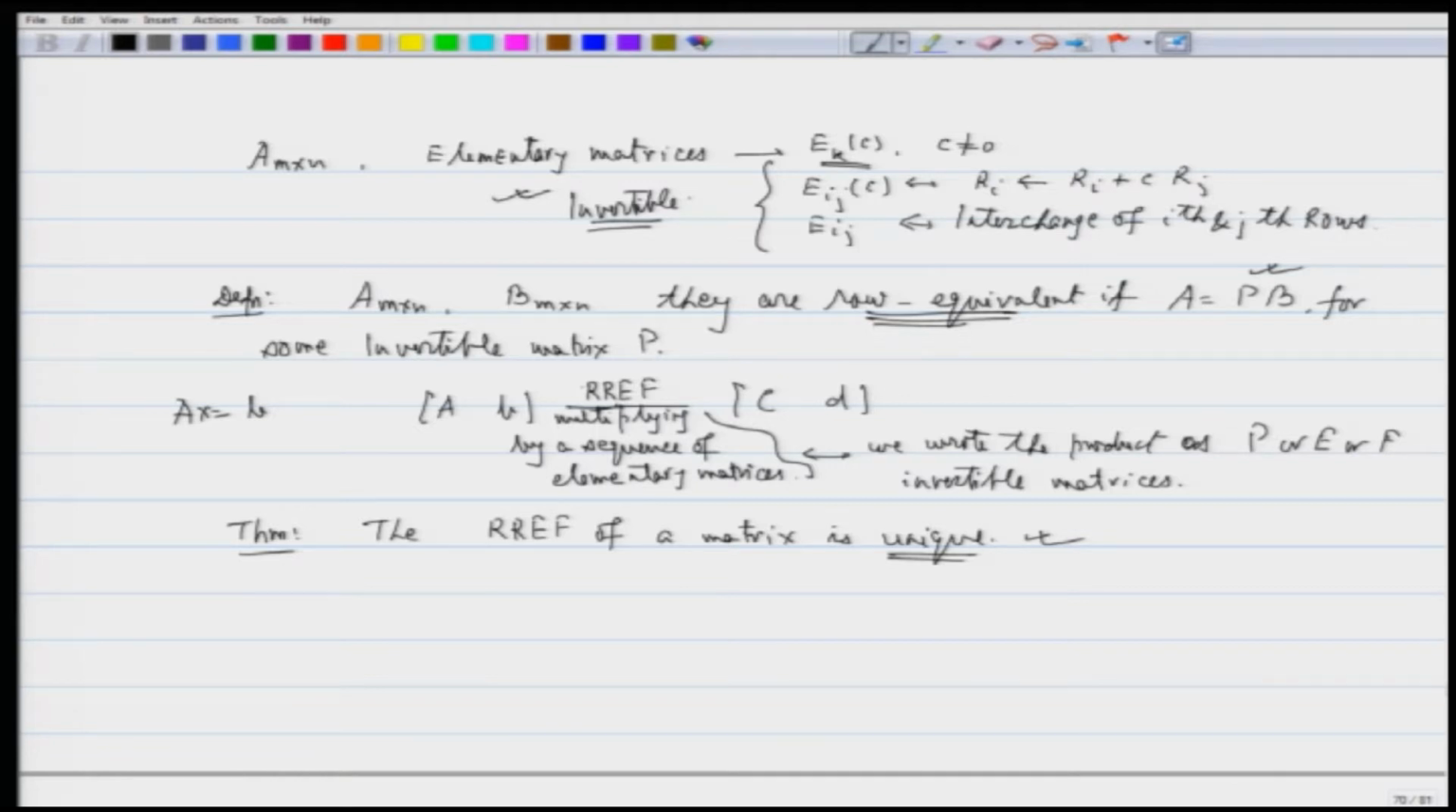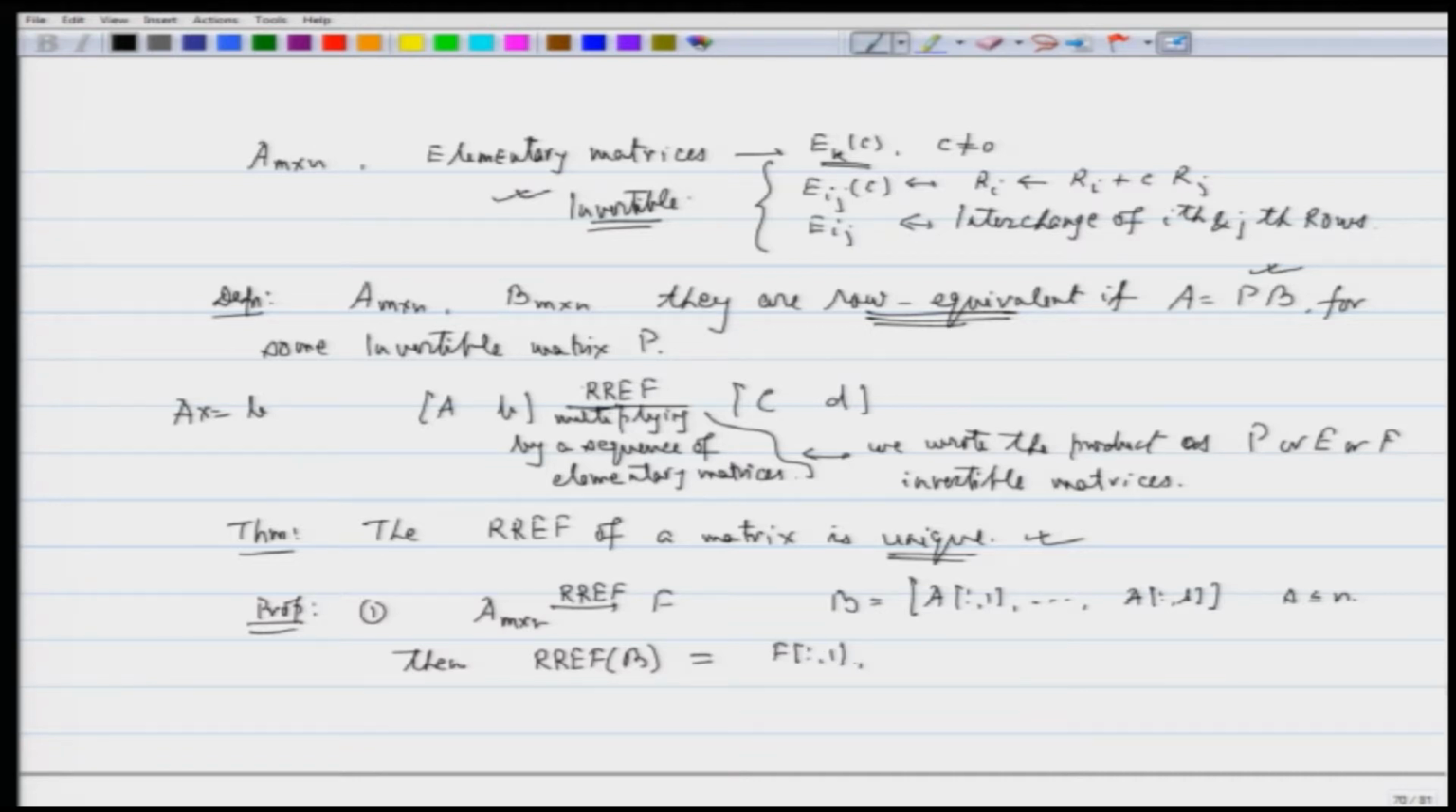So, one of the things that we could prove was, or propositions or results, whatever it is, that if I take A is M cross n, its RREF is F, take B which has columns, first column till S columns, all right, and S is less than or equal to n, then RREF of B was nothing but the first S columns of F itself. We could do this, all right, fine.